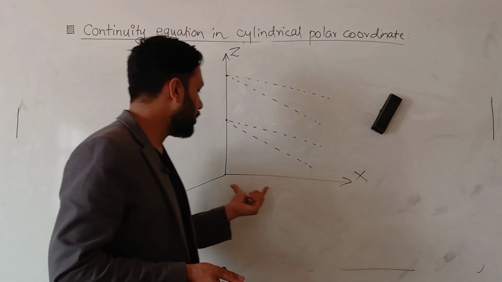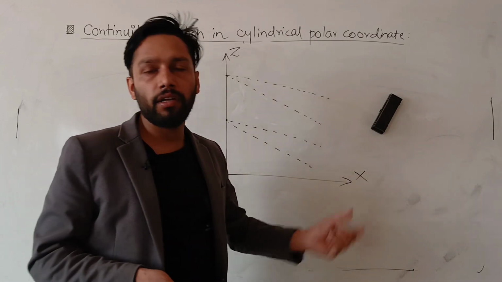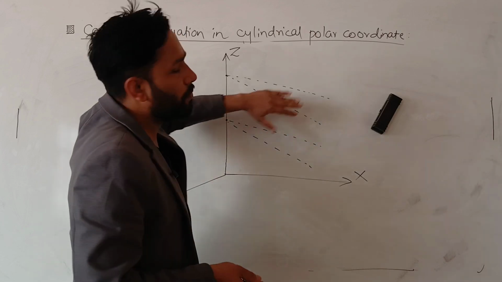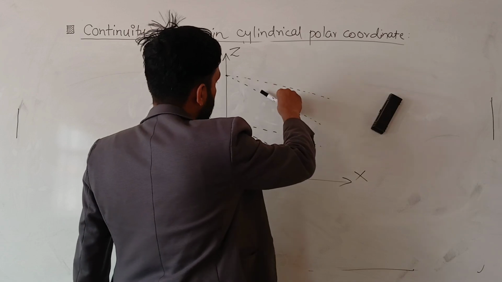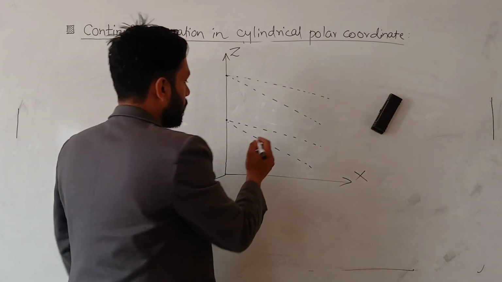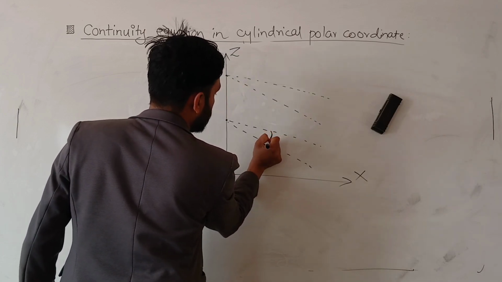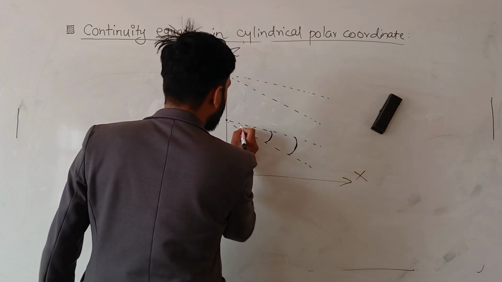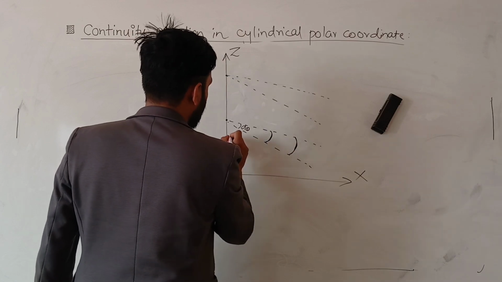For this I have taken a three-dimensional system, and I'm just drawing a small parallelepiped in this space. To draw the parallelepiped I have drawn some dotted lines which are parallel to each other. So let's make a small parallelepiped in this space. I'm gonna draw a small parallelepiped here. You can see here this is theta, and this is theta.